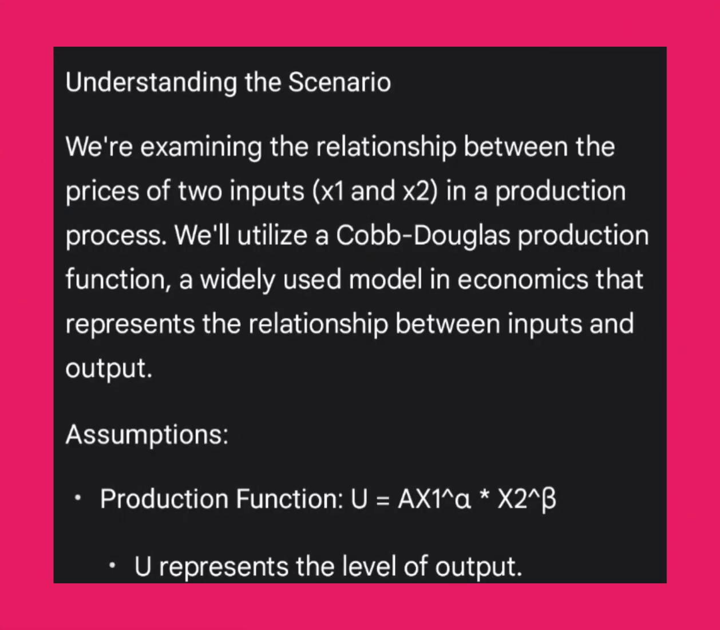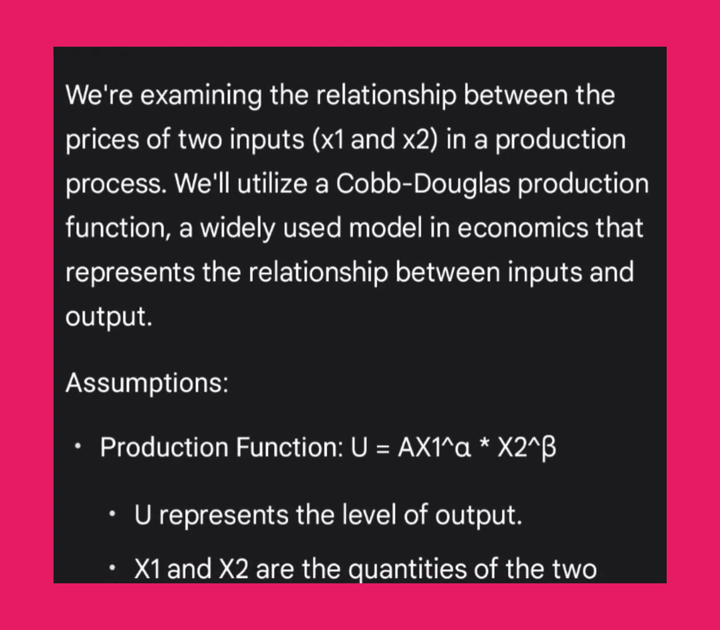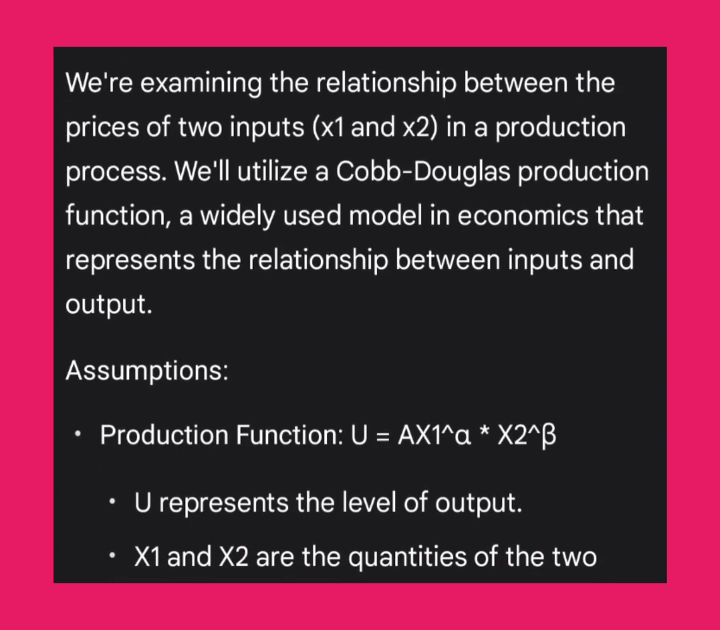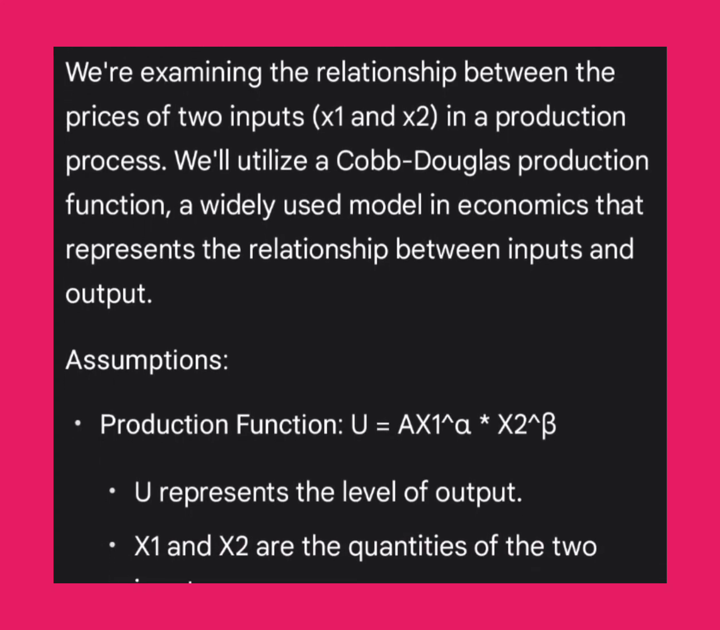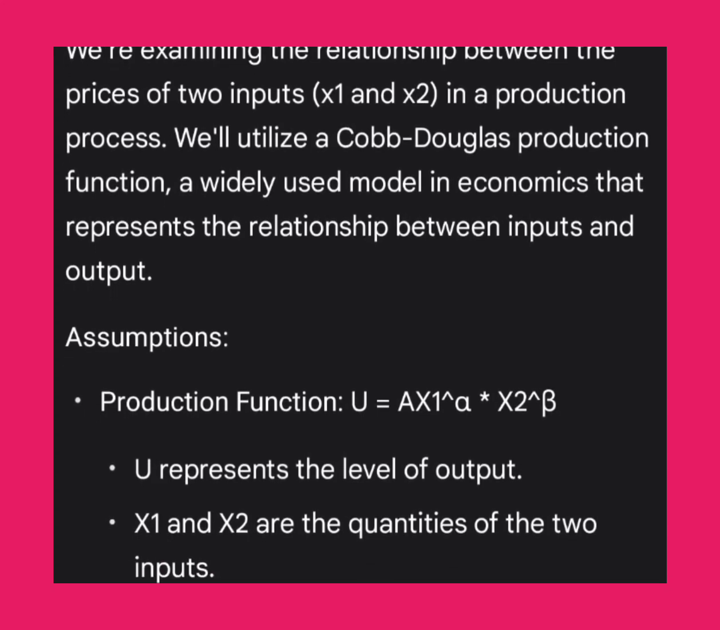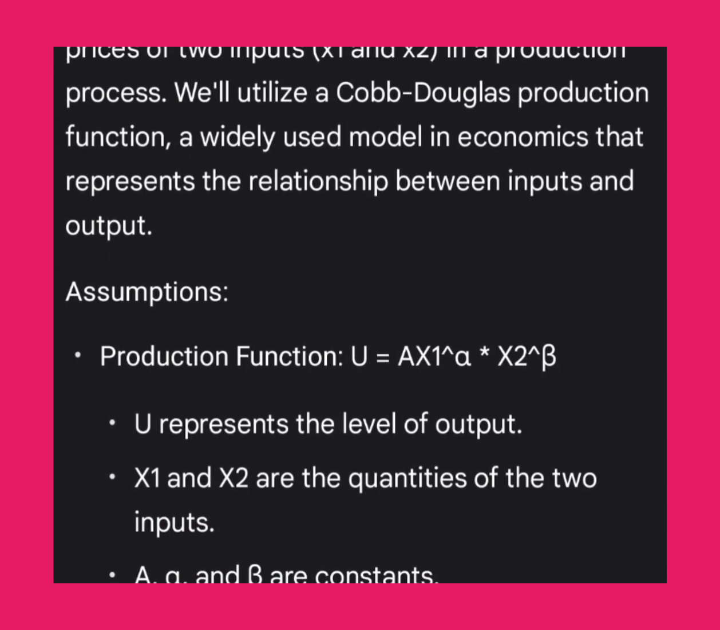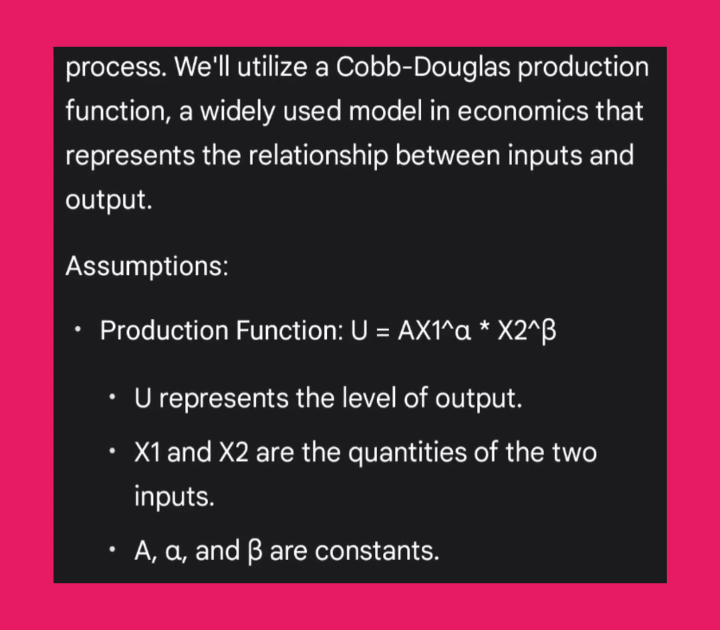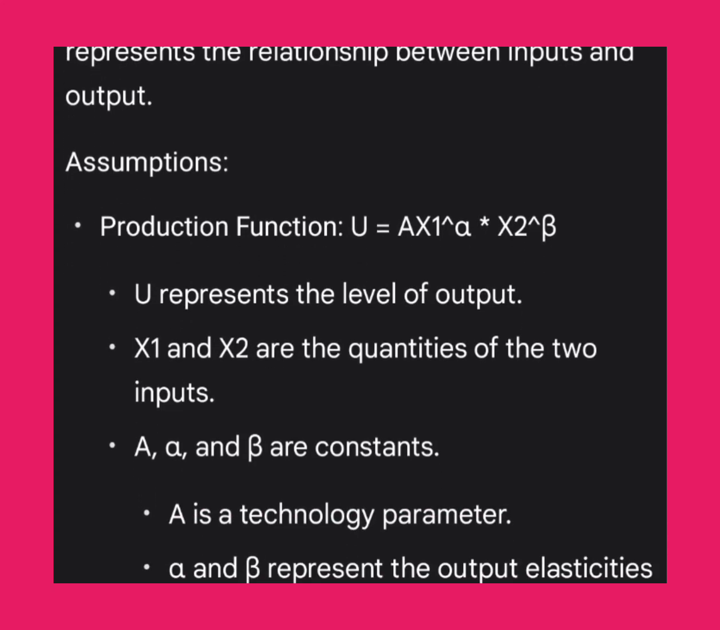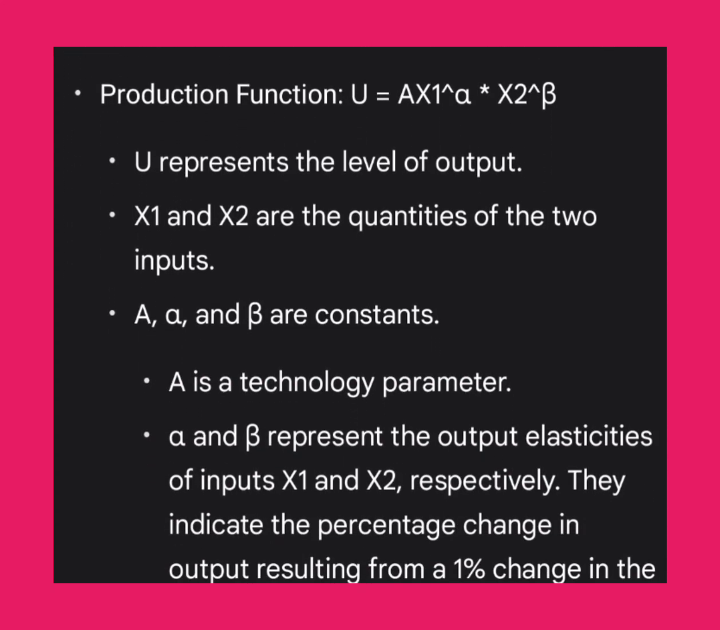Understanding the scenario, we are examining the relationship between the prices of two inputs, x1 and x2, in a production process. We'll utilize a Cobb-Douglas production function, a widely used model in economics that represents the relationship between inputs and output. Assumptions. Production function, U equals A x1^alpha * x2^beta.